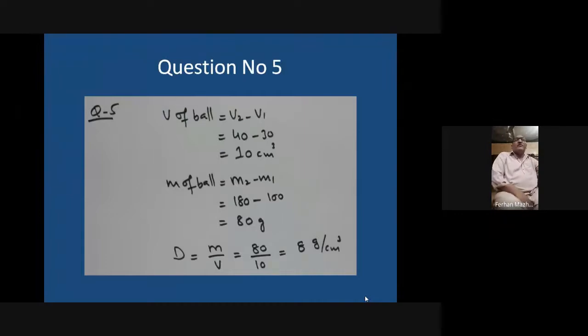This is question number 5 coming up on your screen. This is the solution which I have written. So the volume of the ball will be V2 minus V1, 40 minus 30, 10 centimeter cube. The mass of the ball will be M2 minus M1, 180 minus 100. It will be 80 gram. The density is mass divided by volume, 80 divided by 10, and it will be 8 gram per centimeter cube.